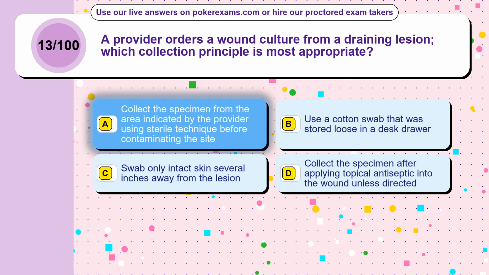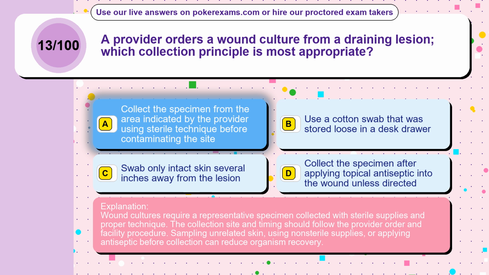Collect the specimen from the area indicated by the provider using sterile technique before contaminating the site. Wound cultures require a representative specimen collected with sterile supplies and proper technique. The collection site and timing should follow the provider order and facility procedure. Sampling unrelated skin, using non-sterile supplies, or applying antiseptic before collection can reduce organism recovery.